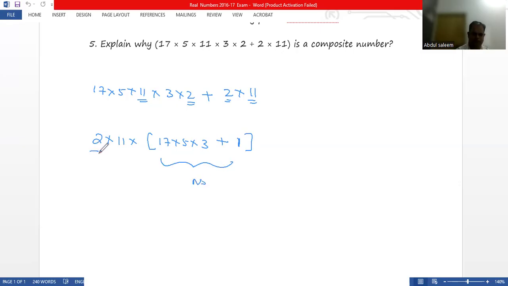So this one number into another number into another number, right? So we have 3 numbers. That is more than 2 factors. If more than 2 factors, definitely we can say it is a composite number. Okay, that is the answer for the fifth one.